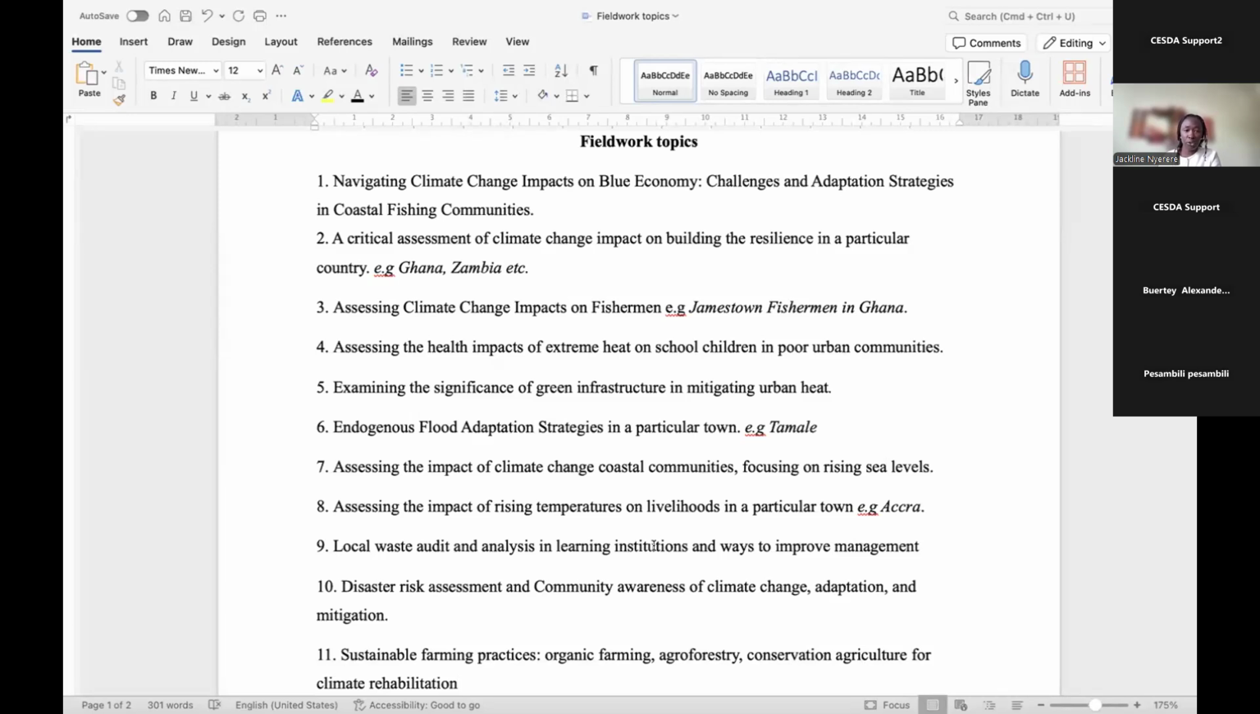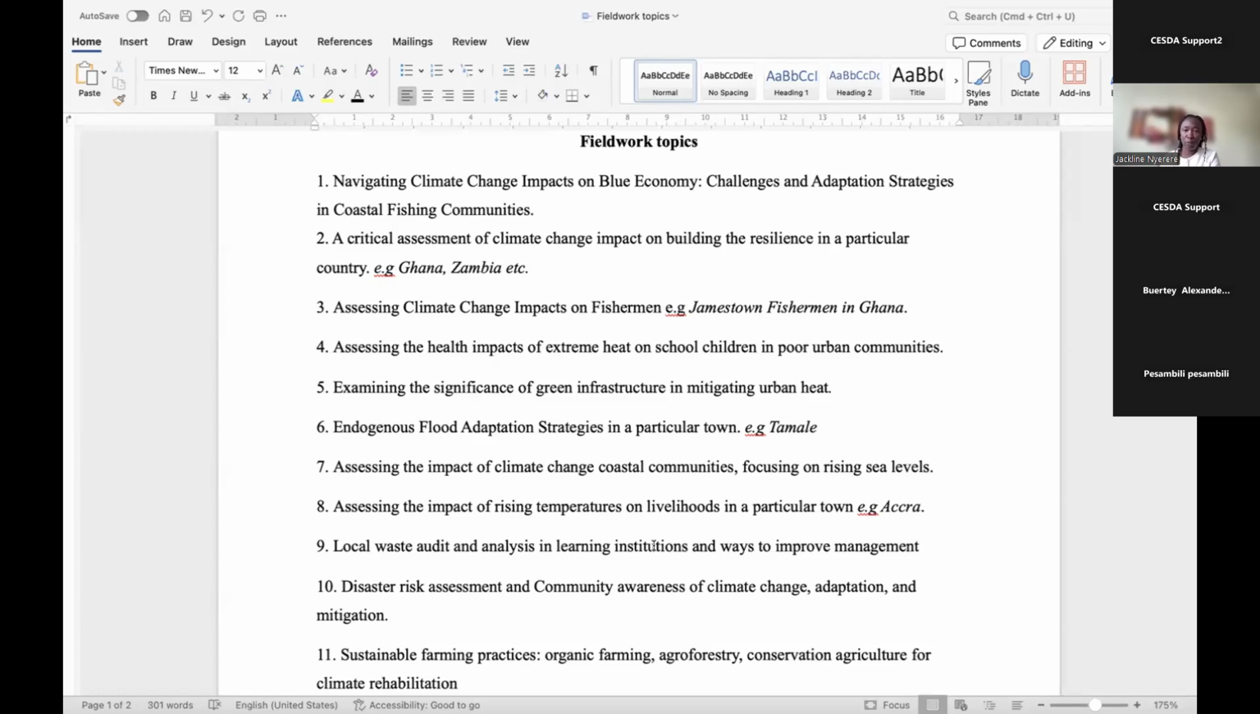The first question that was proposed is navigating climate change impacts on blue economy, challenges and adaptation strategies in coastal fishing communities. If this is a topic of interest and it's in close proximity to your institution, please suggest. Also, as a guideline, because of the time limit that we have, we may not be able to spread too far from our institution.